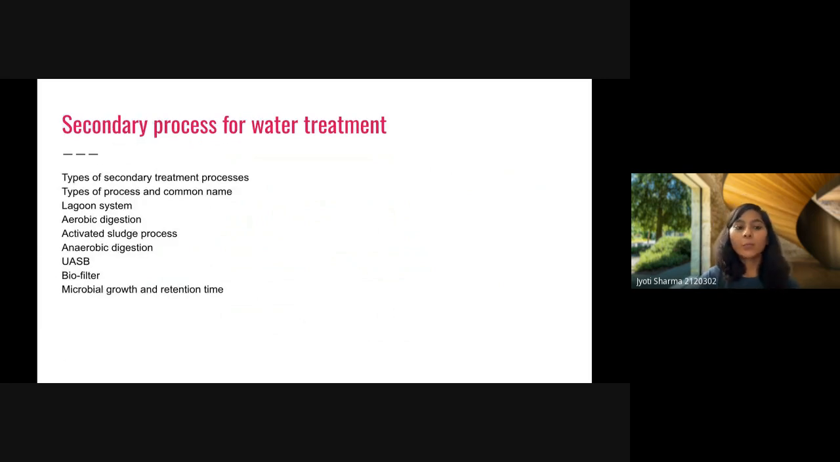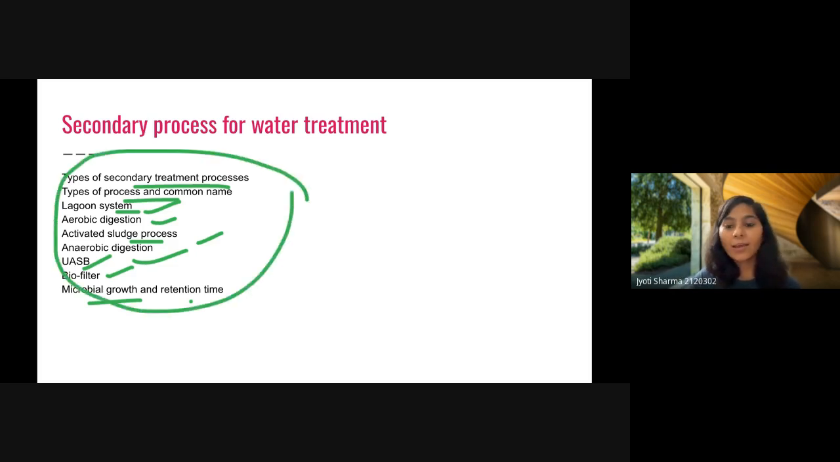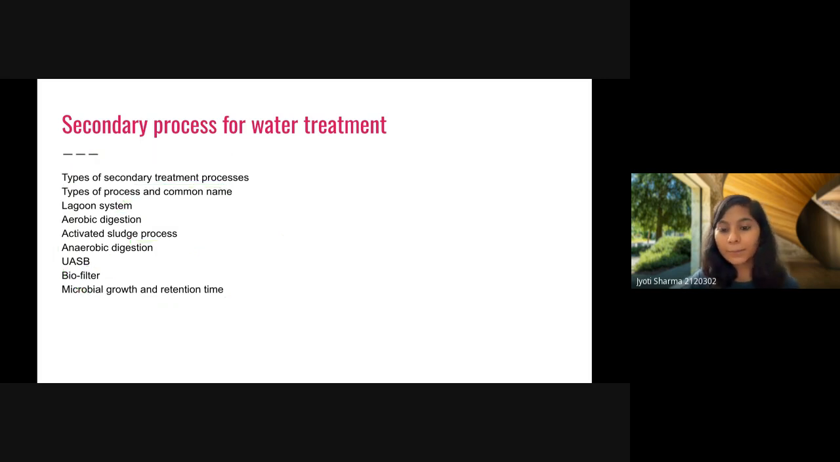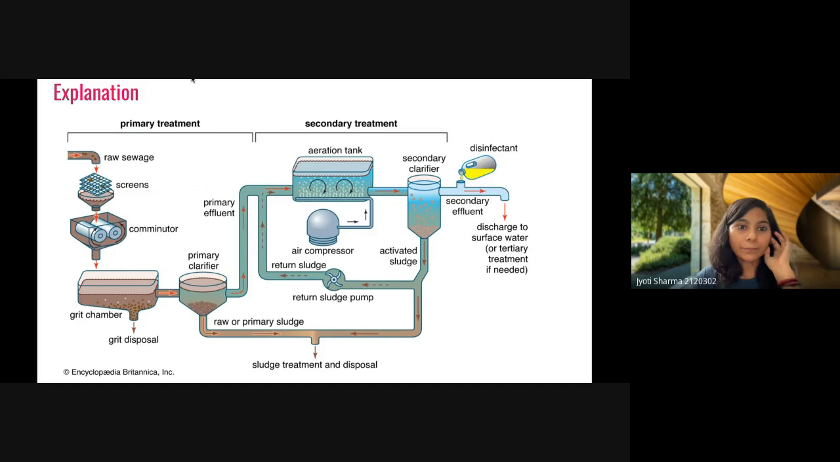For the secondary treatment, we do have different types of processes. In those processes, we have lagoon system, aerobic digestion, activated sludge process, anaerobic digestion, UASB, biofilter, and microbial growth, and the retention time for this microbial growth and the wastewater. So this will come under your secondary process. So I have a few questions on this secondary treatment. Then it will be done.